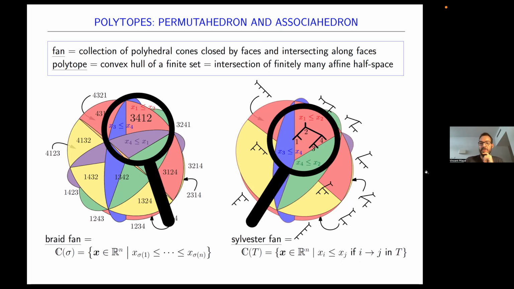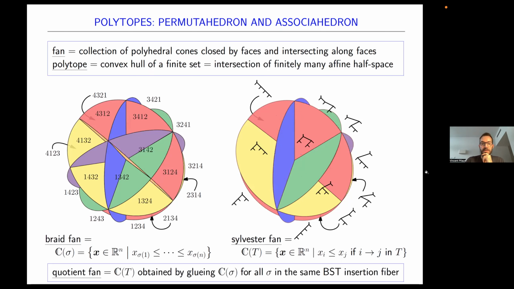And again, there's a relation between these two fans, and this is a gluing relation. You obtain the Sylvester fan, starting from the braid fan, by gluing the maximal cones which correspond to permutations in the same Sylvester congruence class.